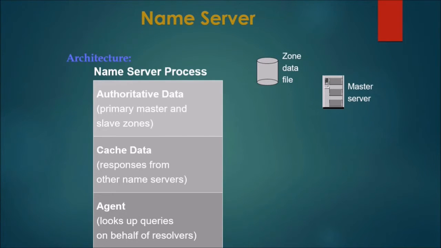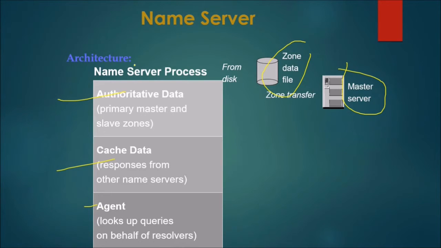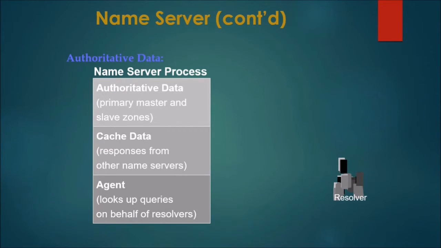This is the type of name server. We have authoritative data, cache data, and the agent, from the zone data file, and we also have the master server. This is the architecture. So this is the zone transfer, and these are the name servers.